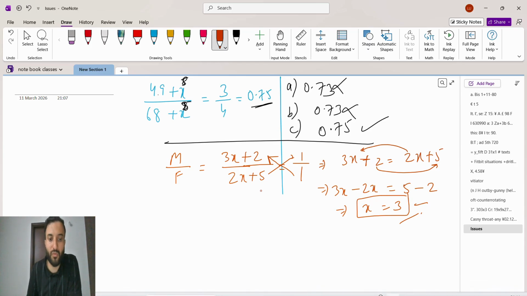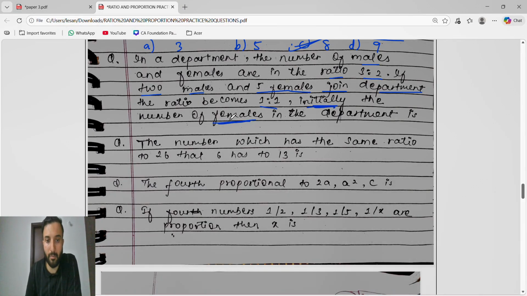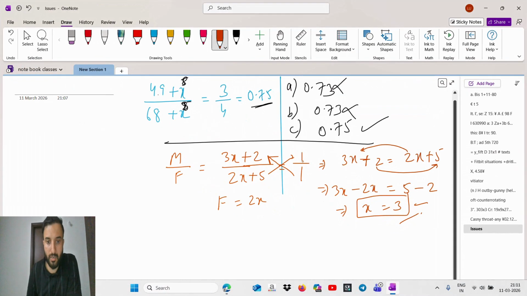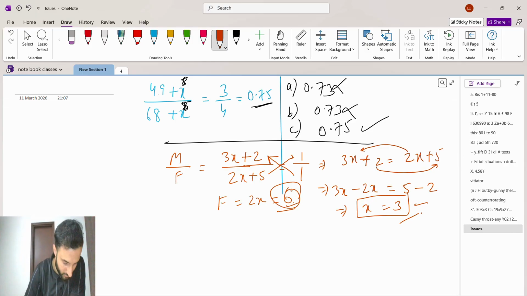We have to find the female. The female is what, guys? See, the starting female is 2x. We will not say 2x plus 5, because see what the question asked: initially the number of females. So initially the number of females is 2x. The x is 3, so 2 times 3 is 6. The correct answer is 6.